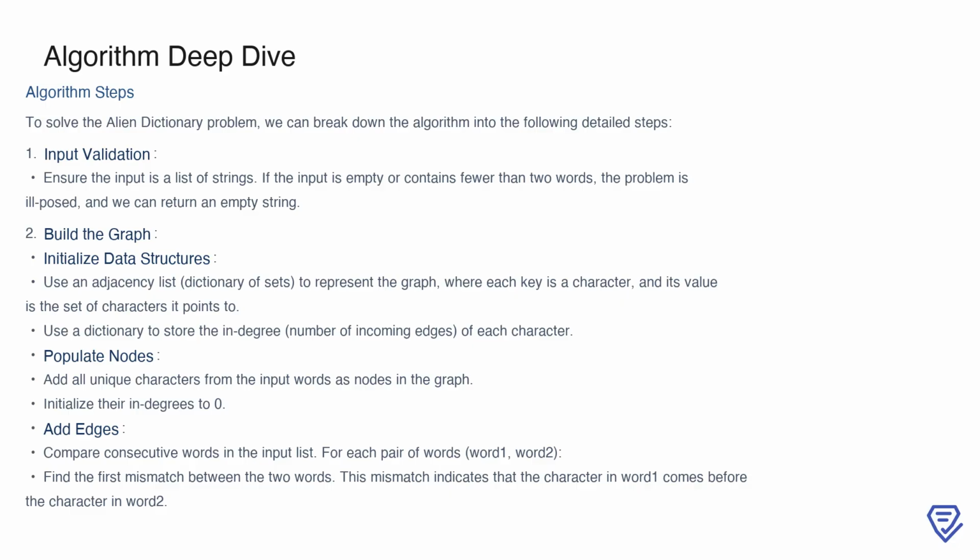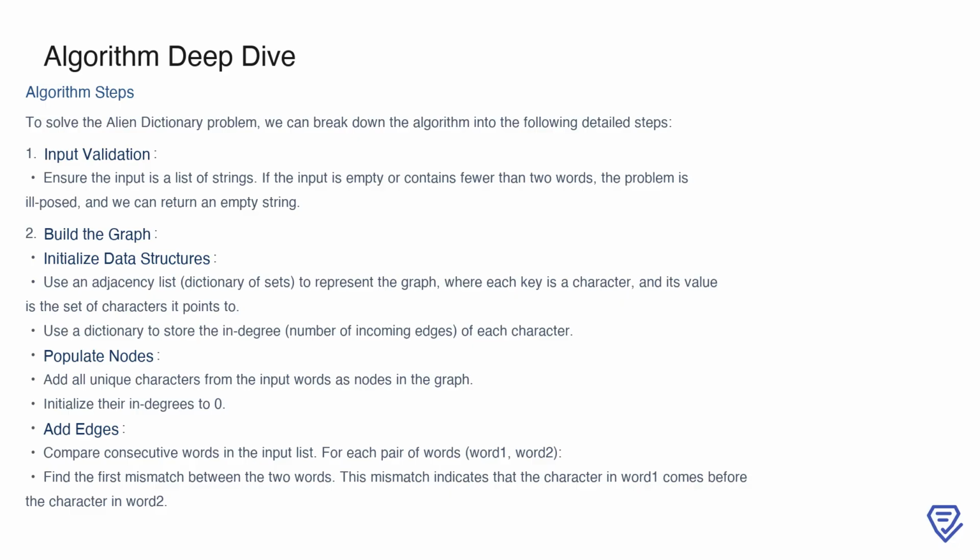Next, we move to the graph construction phase. This involves initializing key data structures. We use an adjacency list, which is essentially a dictionary where each character maps to a set of characters it points to. Additionally, we maintain an in-degree dictionary to track the number of incoming edges for each character. We then populate the nodes of the graph by adding all unique characters from the input words and initializing their in-degrees to 0. Finally, we add edges to the graph by comparing consecutive words in the input.